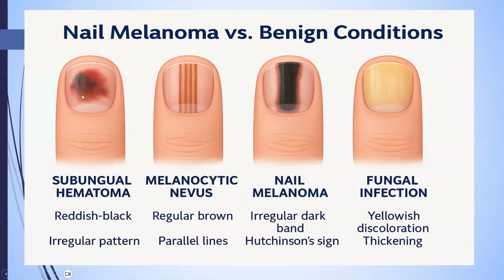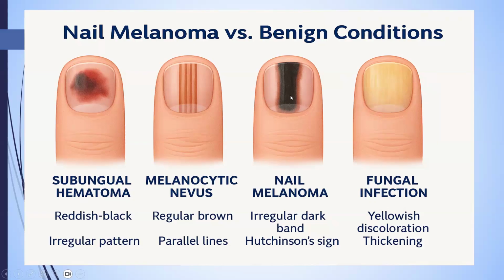So even a trauma or an injury to the nail can give you a black spot. Sometimes it can be a simple nevus. Then, of course, comes nail melanoma and fungal infection. But as you see in nail melanoma, pigment variegation is there.